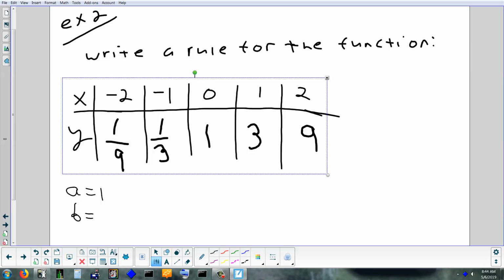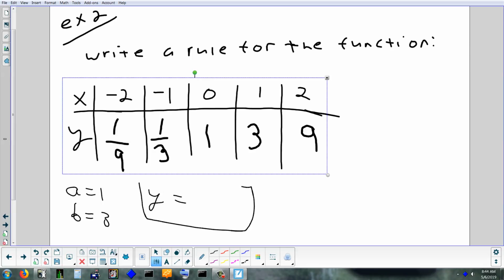B. Anyone think they got B this time? 3. Yeah, that's what you multiply by each time. Again, if the fractions are confusing, just try to find the pattern with the numbers that aren't fractions. Times 3, times 3. You're timesing by 3 each time.